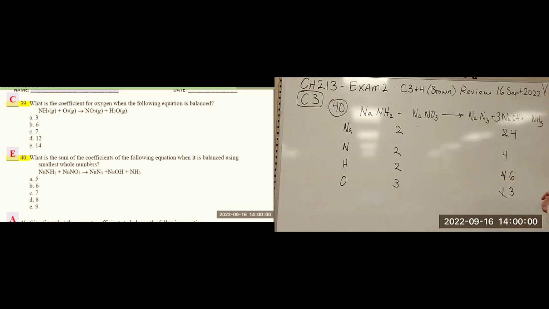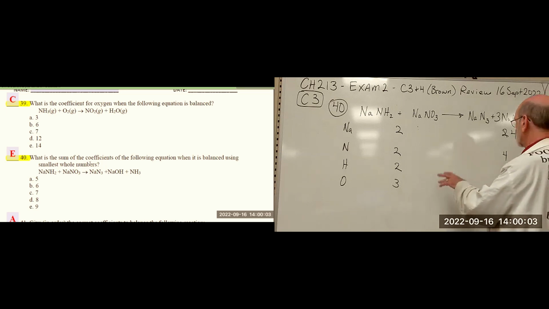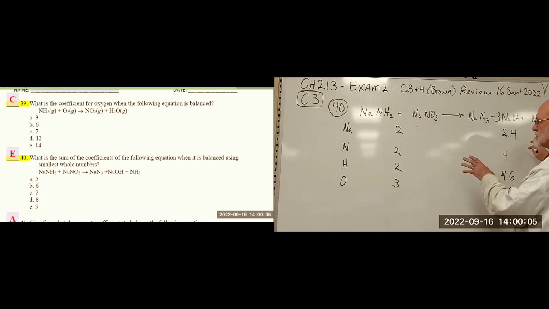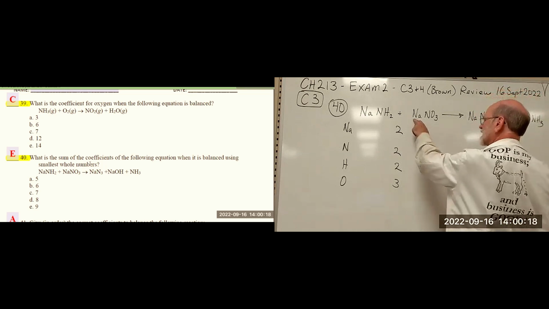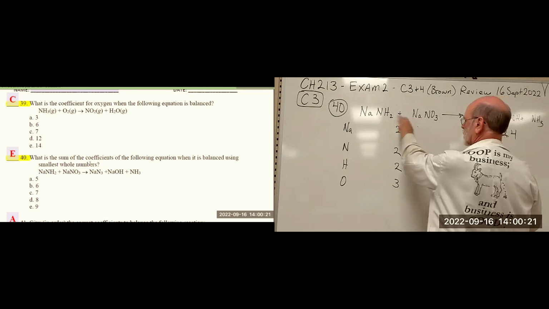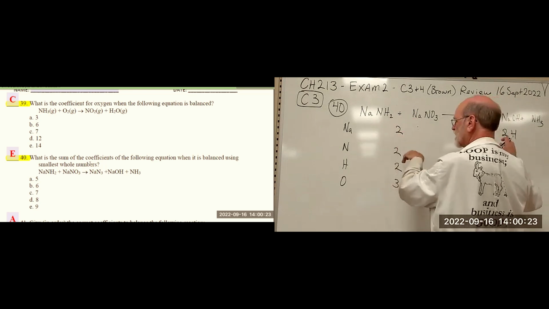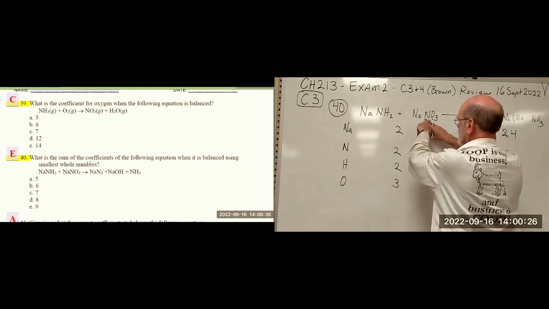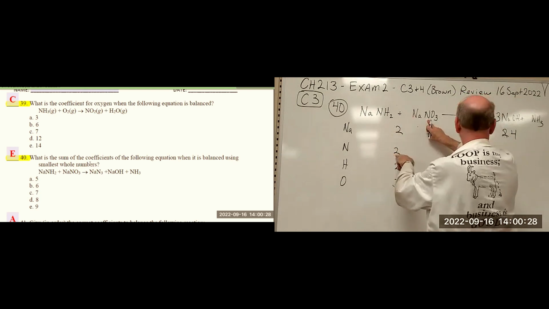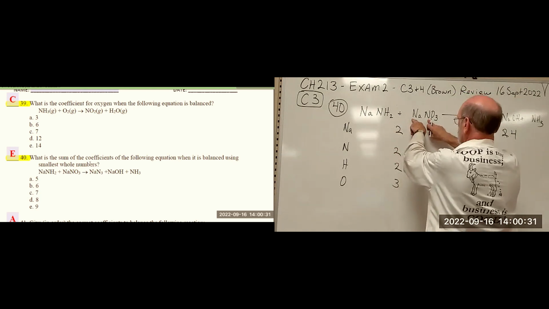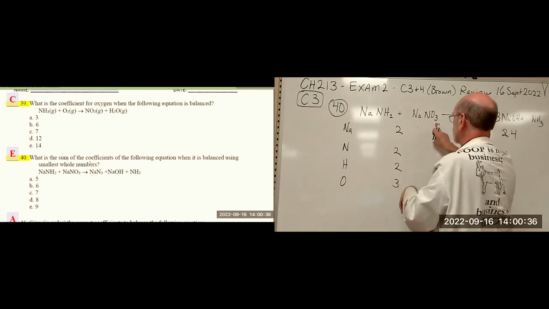So look at what has to be balanced now. Hydrogen, oxygen, nitrogen, and sodium. So what if I put a 3 here, that'll give me 3 plus 1 is 4 sodiums. But what does it do to the others? Okay, 3 plus 1 is 4 nitrogens. That would do it. 3 times oxygen would be 9. That'd mess up the oxygen.